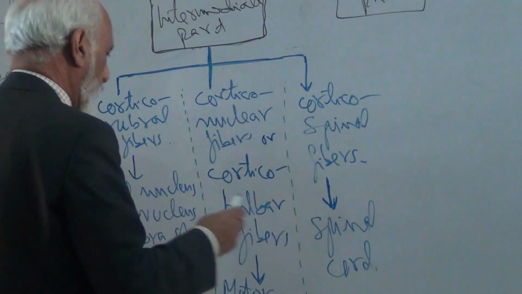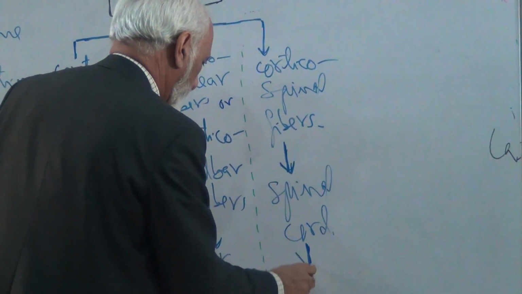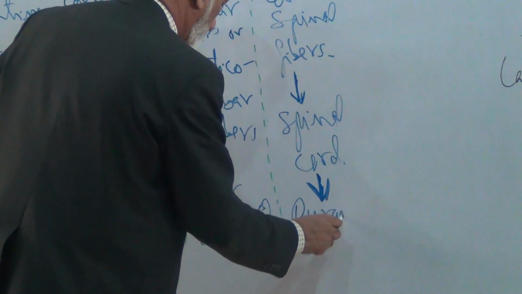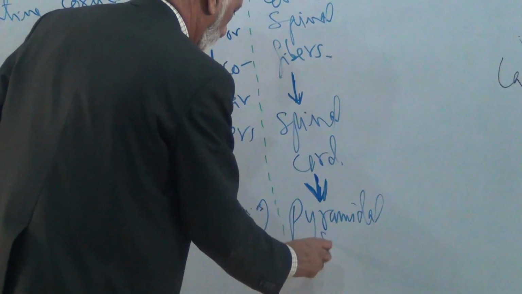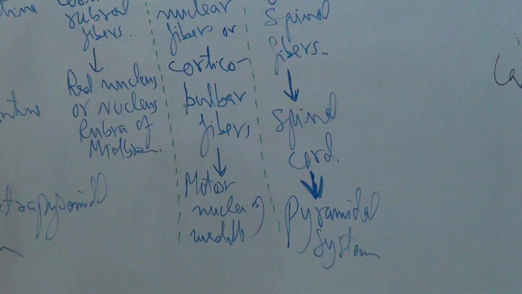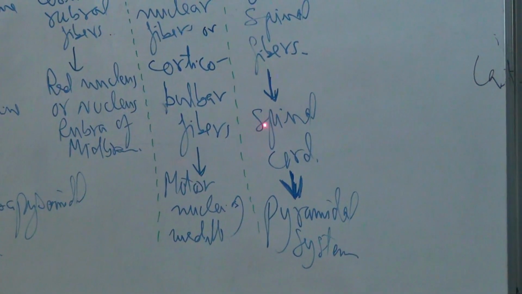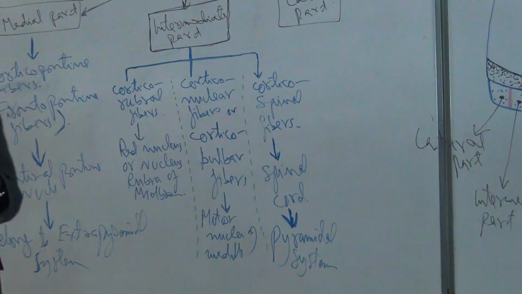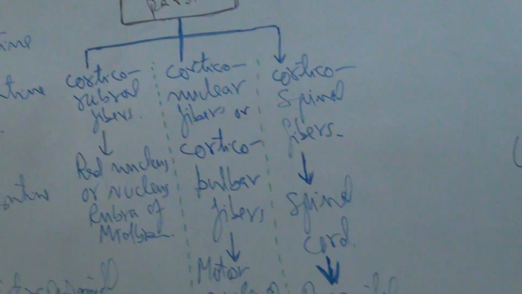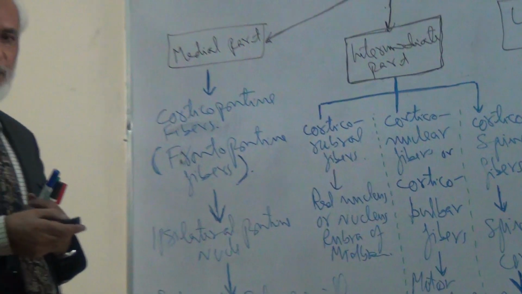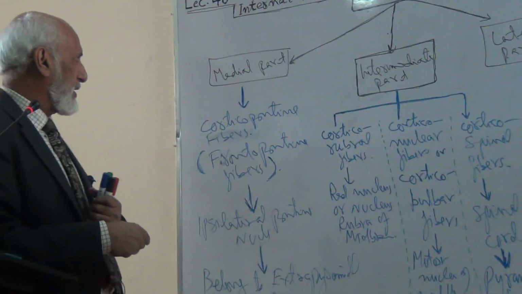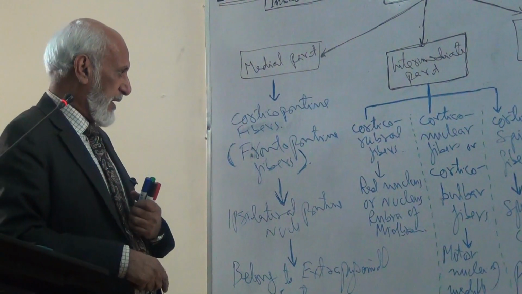These belong to the pyramidal system. Because these tracts descend through the pyramid of the medulla oblongata, they are also known as the pyramidal tracts. So they belong to the pyramidal system. And the corticopontine or frontopontine fibers belong to the extrapyramidal system. And the tracts in the intermediate part belong to the pyramidal system.